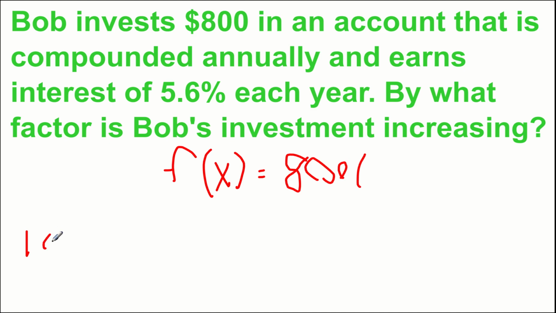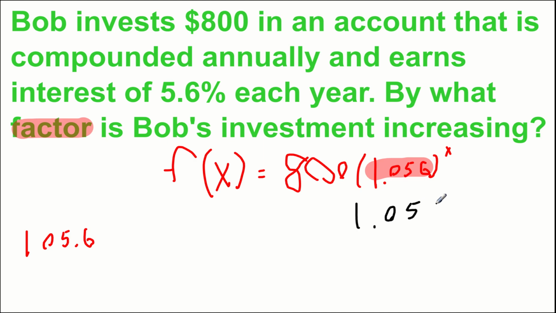So we'd have 105.6%. When I change it to the decimal, I move the decimal 2 spots to the left. So that's going to give me 1.056. And I got my x as an exponent. So everybody good with that function? So when it asks for the factor, what you're looking for is right there. So our factor in this problem is 1.056.